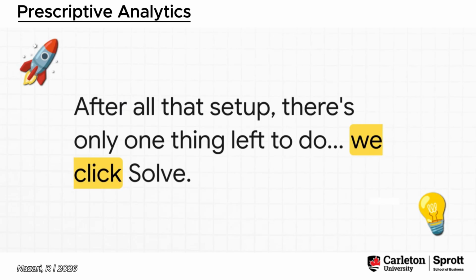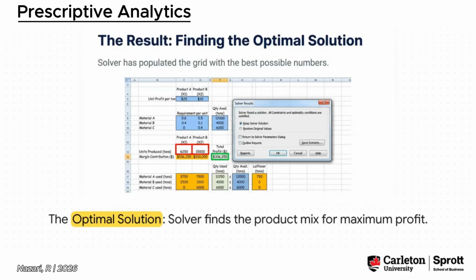There's really only one thing left to do. We click Solve. And bam! In a fraction of a second, there it is. Solver finds the answer. It populates our blank cells with a perfect solution. Produce exactly 6,250 tons of product A and 15,000 tons of product B. This specific mix gives us the absolute maximum possible profit, $306,250, without breaking any of our material limits.